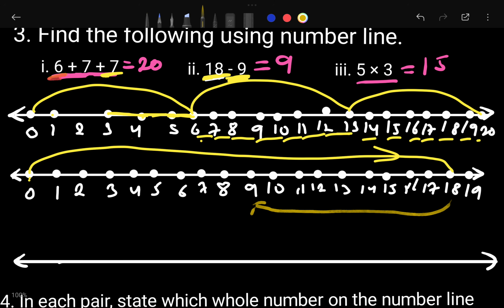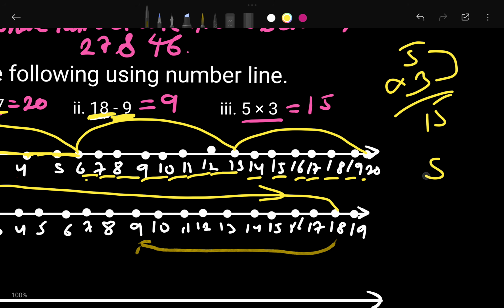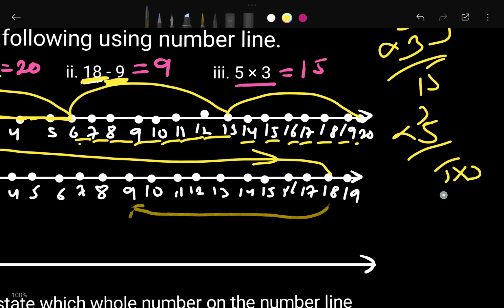So one thing I want to explain here: whenever you multiply, if you multiply this 5 cross 3, then you have to multiply by 3 to 5. 3 5 that's 15. Don't think it is 5 into 3. We always do like that. 5 cross 3 means 5 multiplied by 3.